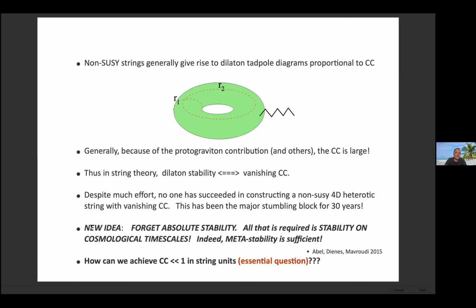And so the idea was that we should forget about trying to look for something which is absolutely stable with lambda equals 0, and all we require is that lambda is sufficiently small. So we just need to split lambda from the string scale. And that's what we want. So this is our objective. We want to get lambda much less than 1 in string units. That's the essential first step, if you like, to constructing a phenomenology.